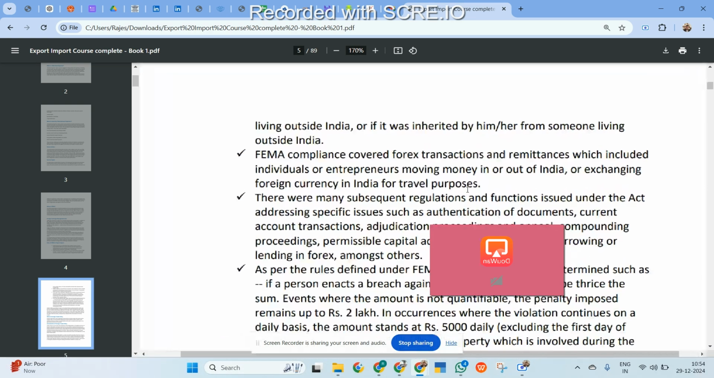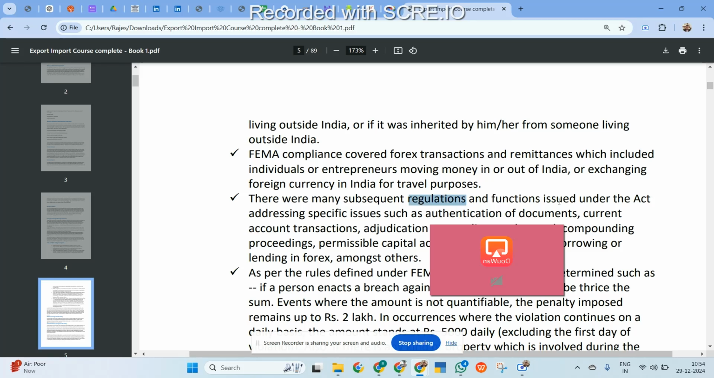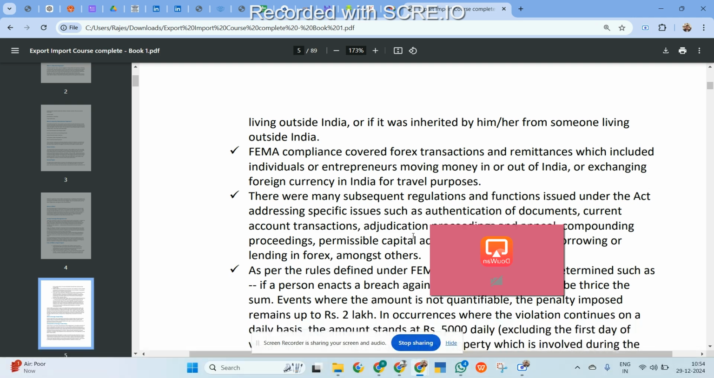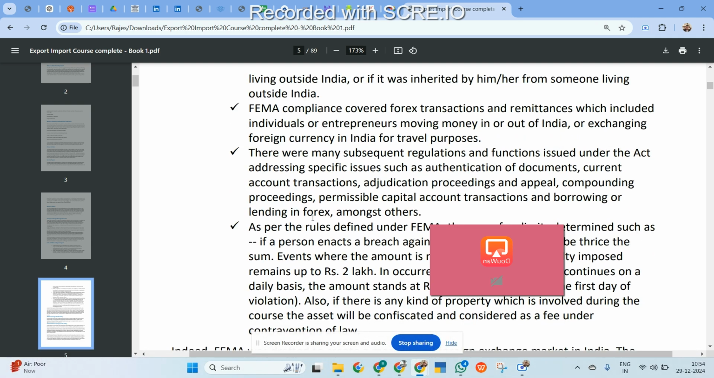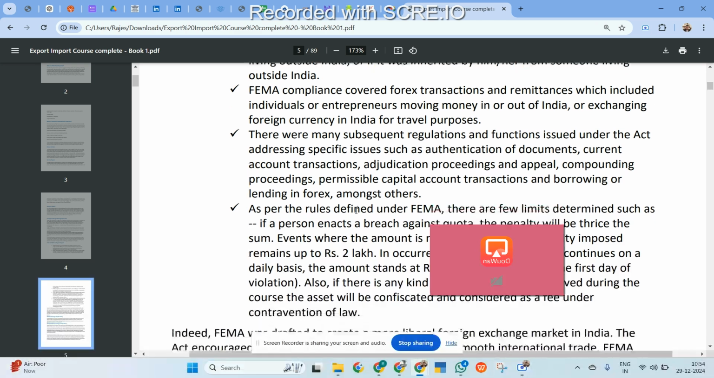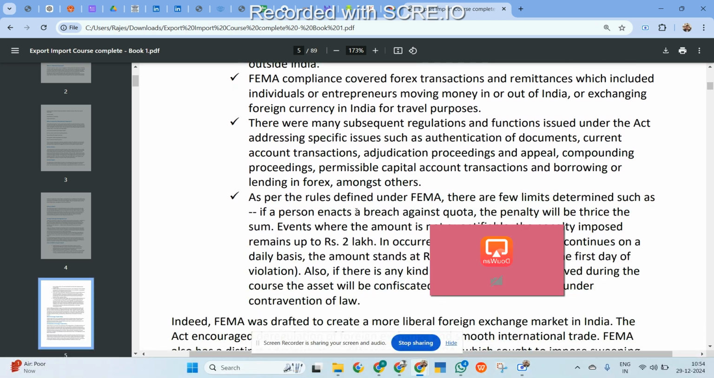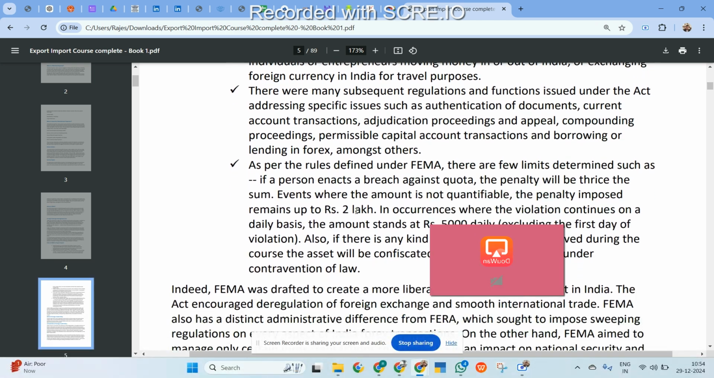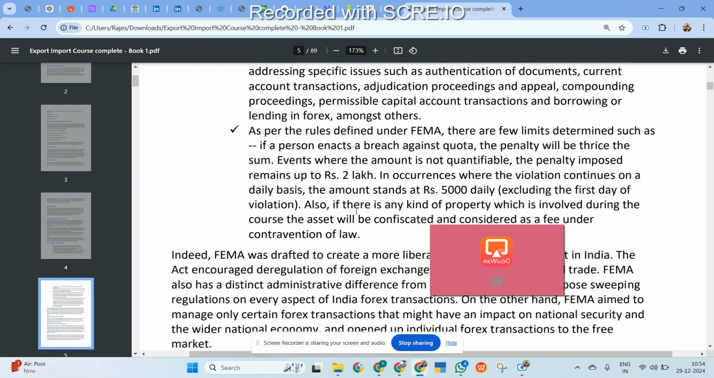There are many subsequent regulations and functions issued under the Act addressing specific issues such as retention of documents, current account transaction, adjudicating proceeding and appeal, compounding proceeding, permissible capital account transaction, and borrowing or lending in forex.